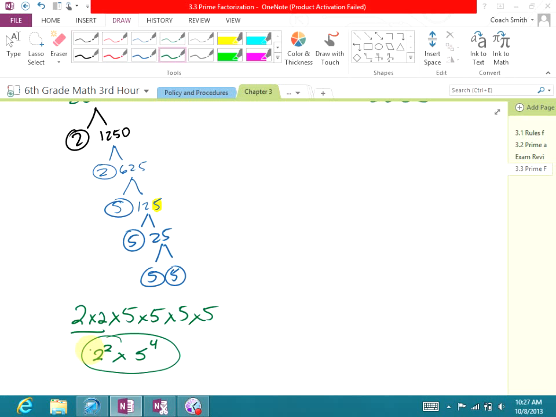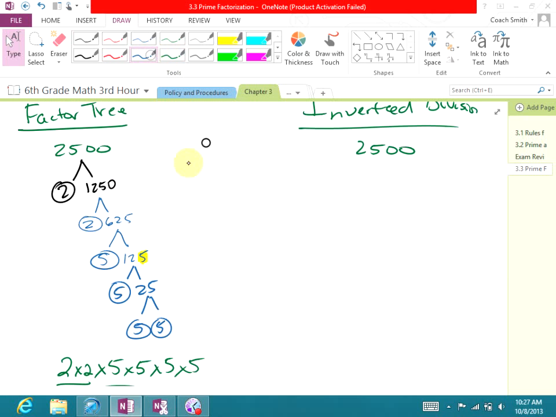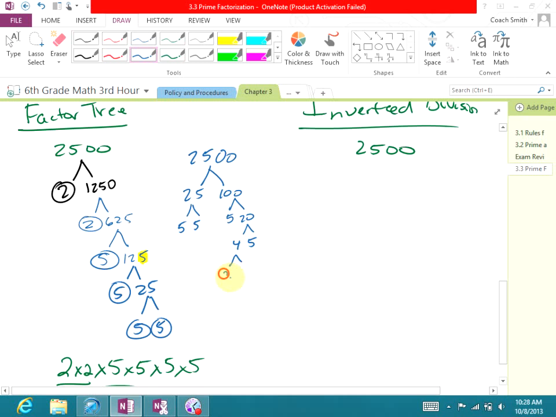Okay. Now, you could have done that a little bit easier with the factor tree doing this. 25 times 100. That would be there. And that is 5 times 20. 4 times 5. 2 times 2. But that's a lot of stuff that you got to keep track of.